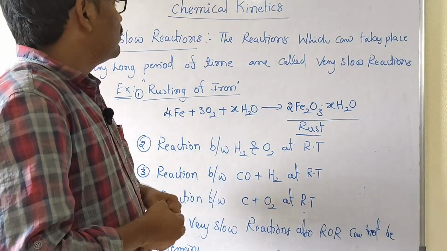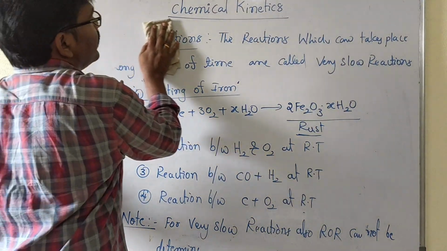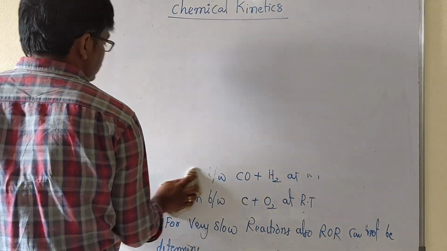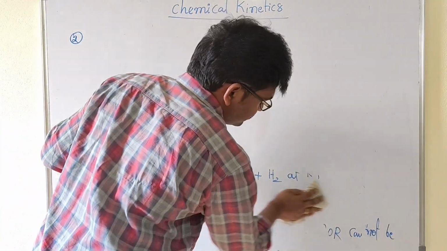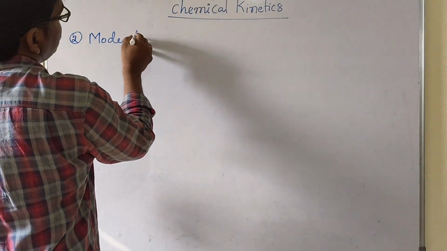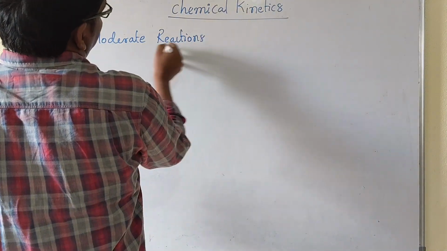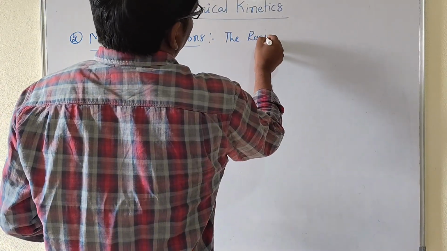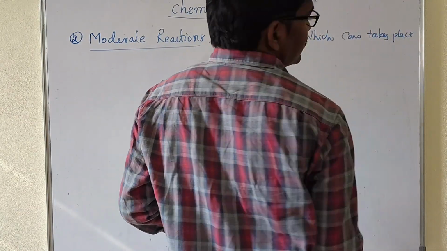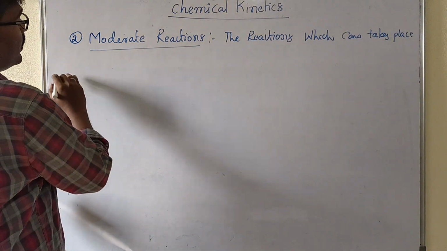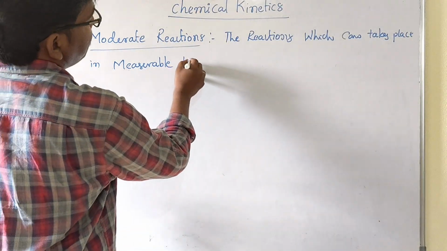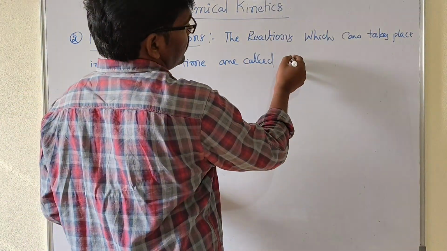The next, third one, is moderate reactions. What are the moderate reactions that we have to discuss? So we have been discussing very fast reactions and very slow reactions. Now we are discussing moderate reactions. The reactions which can take place in measurable time are called moderate reactions.